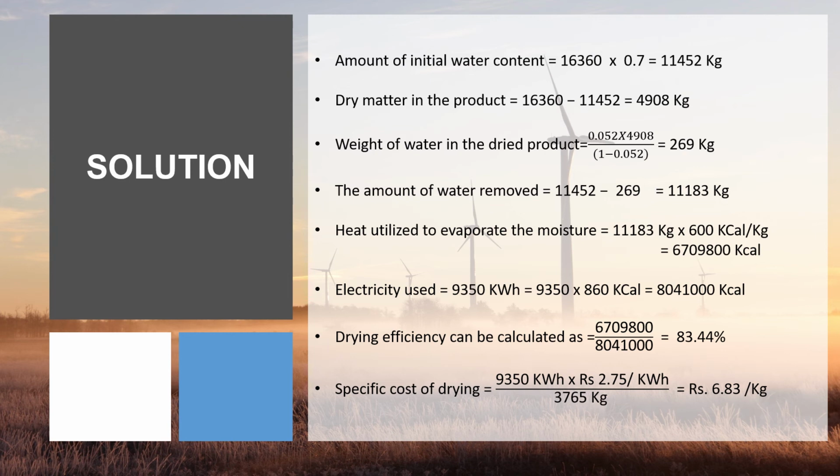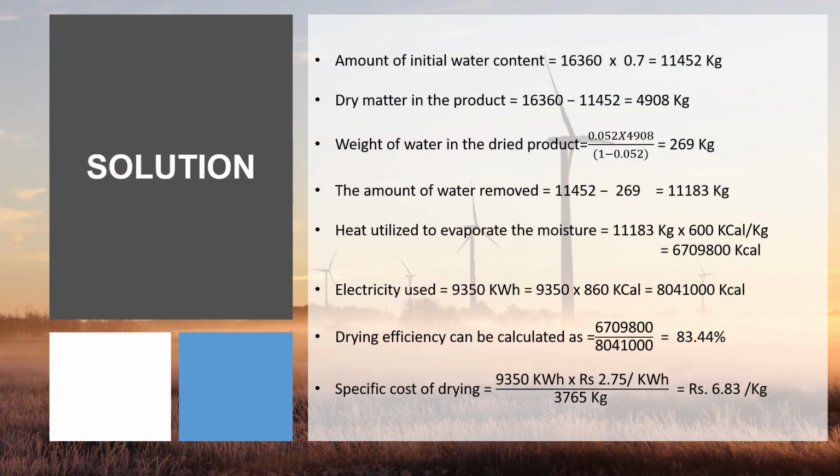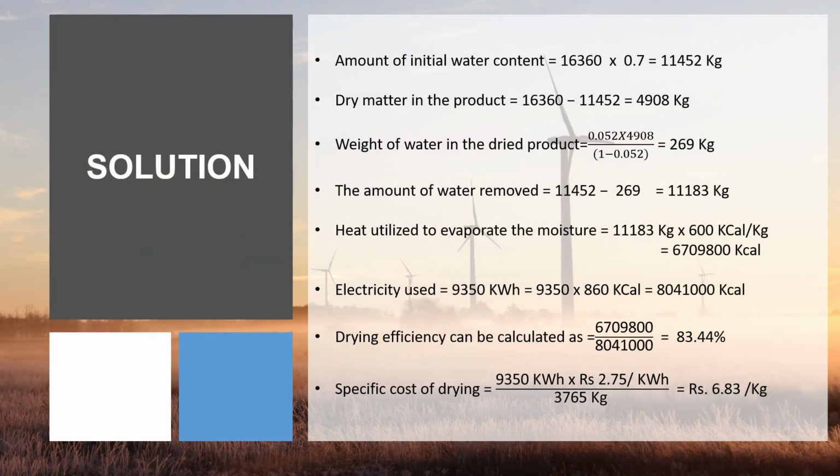The 1 kilowatt hour equal to 860 kilocalorie. Then you convert the kilowatt hour into kilocalorie. Then the result is 8041000 kilocalorie. Then we calculate the drying efficiency. It is the ratio of output by input. Here output is amount of heat required to evaporate the moisture from the product divided by input. Here is the electricity used, and it is coming out to be 83.44%.